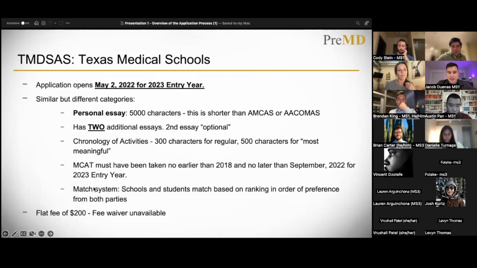This works a little bit differently than other schools, in the sense that it's a match system as opposed to getting an acceptance and then ultimately choosing where you want to go. So it's a little different in that way as well. And the ideal thing for this is that there's a flat fee of $200 for applying to these schools. There is no fee waiver available, but it is a little bit more financially feasible to apply.